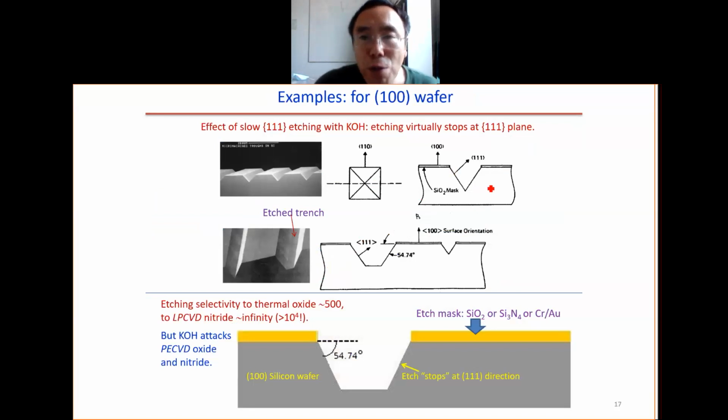Because the 111 etching is so slow, as a result, the moment we have the mask, we look at here, this is the mask. This mask can be silicon oxide or silicon nitride or chrome gold. The best material is silicon nitride. Then the etching will be stopped at the 111 direction because the 111 direction etches so slowly. The etching rate of 111 is very, very slow, so it's stopped.